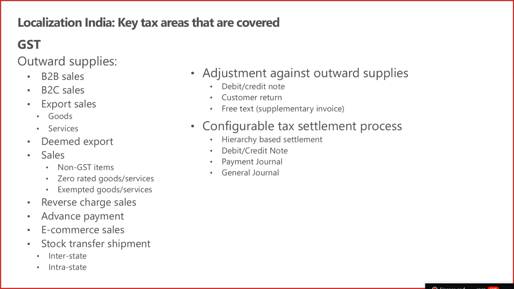Sales, again, non-GST item, zero rated and exempted item. So if you were using the application in 2017, there was no option to mark the item as an export exempted item on the tax information.